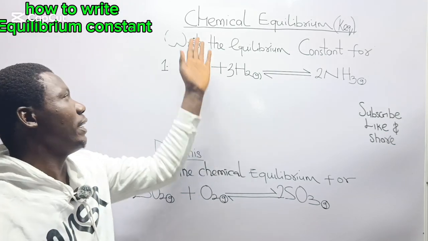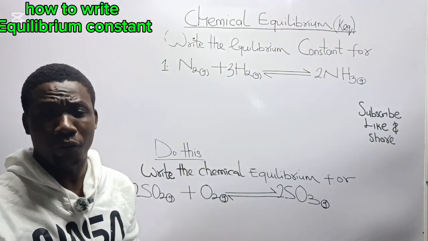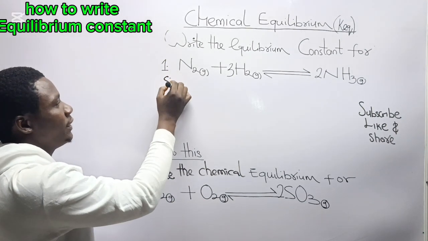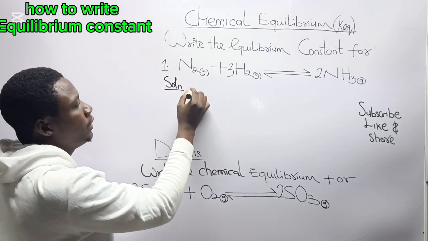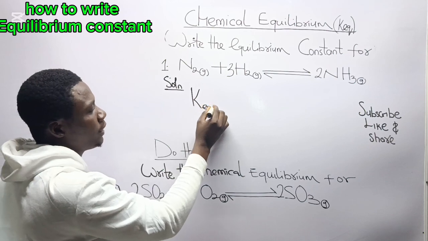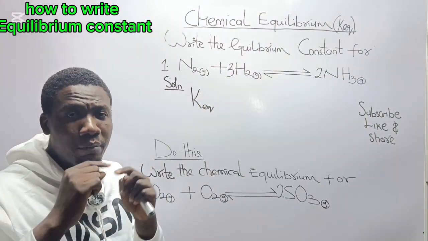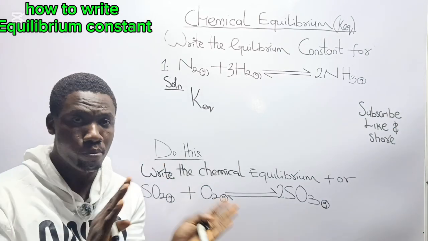Now, how do you write the chemical equilibrium constant for a reversible reaction? Very easy. The simple formula here is this. Watch this carefully. The equilibrium constant for a reversible reaction, that means a reaction that proceeds from both directions.